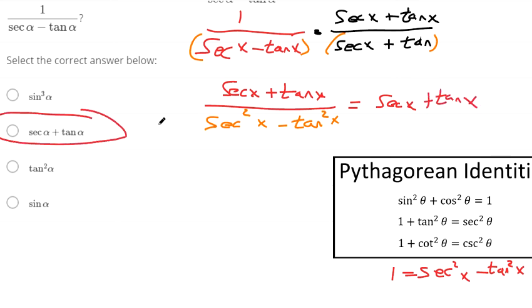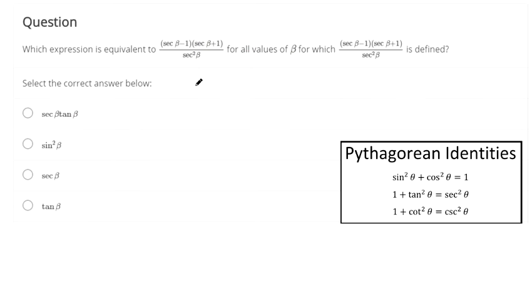We said x was alpha. This one's already set up pretty nicely for us. Look, if you multiply this out, I'm going to write x instead of beta, okay? You get secant squared x minus 1, because you get secant squared beta plus secant beta minus secant beta. Those cancel out, and then times a negative 1 at the end.